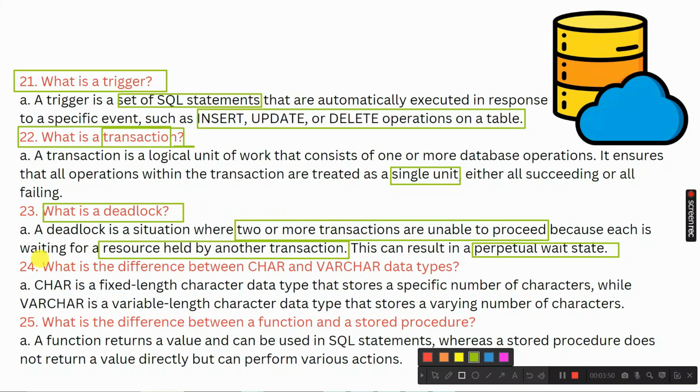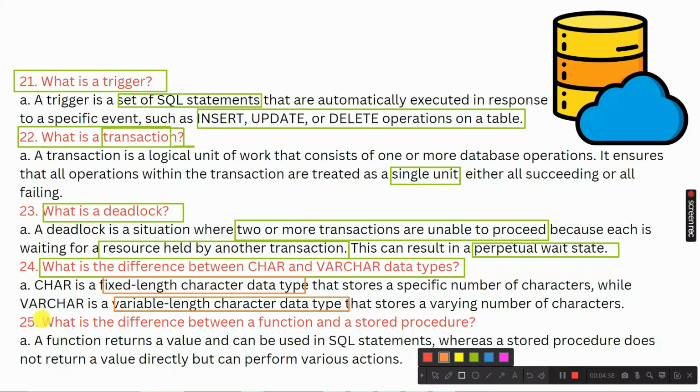Alright. Next is, what is the difference between the char and varchar data types? So char is a fixed length character data type that stores a specific number of characters, whereas varchar is a variable length character data type, and it is used to store a varying number of characters. In case of char, it contains a fixed number of characters, but in case of varchar, it contains a variable number of characters.